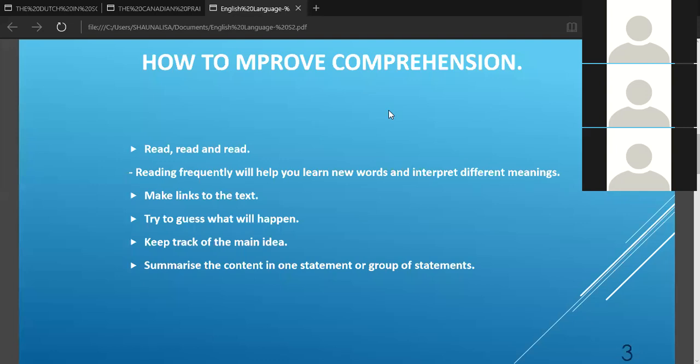So at the back of your mind, as you read to comprehend, as you read these passages in the paper, ask yourself, what is the main idea? Because some of the passages will require you to answer what the passage is all about. So that is very, very important. So later we shall summarize the content in one statement or group of statements. That is generally comprehension, people.